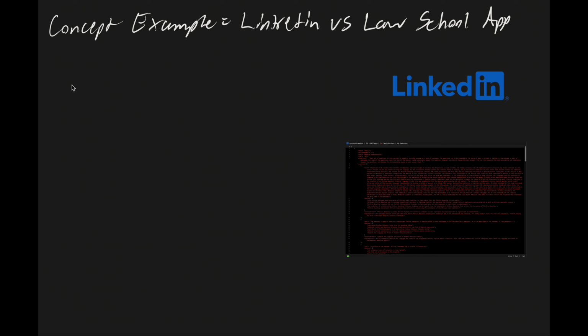Now, to be able to cement the idea of the concept between relational and document databases and models, let's go over a vivid example between two real-world examples focusing on LinkedIn as a relational database, a relational model, and then a law school application that is using JSON data to be able to use a document model to structure out different forms of data.